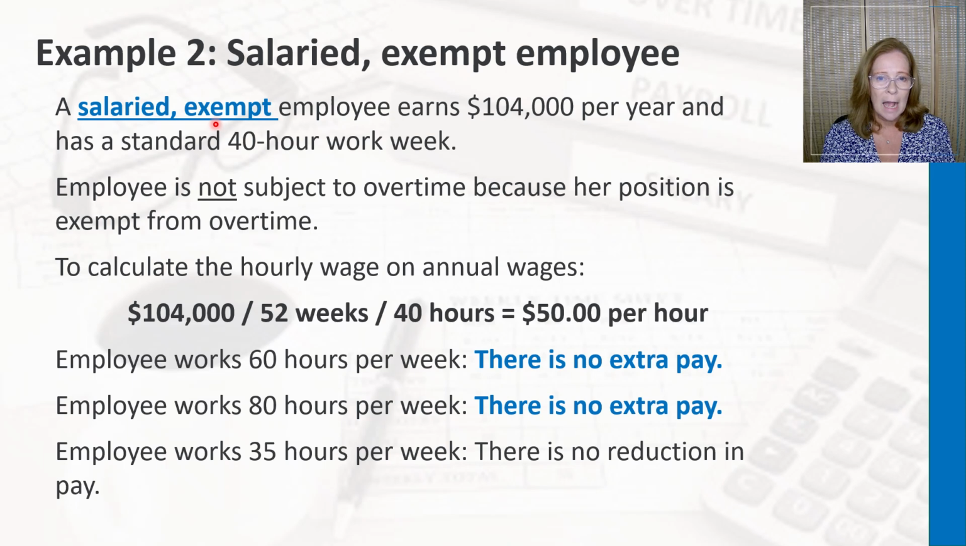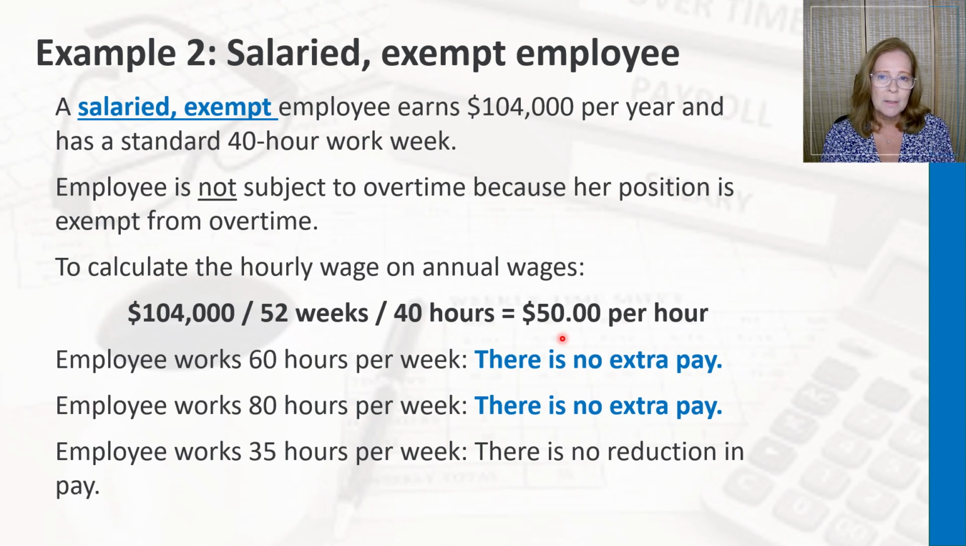To calculate the hourly rate on an annual salary, we would take the annual salary of $104,000 divided by 52 weeks and divided by 40 hours. Why 40 hours? Well, we were told this employee has a standard 40-hour work week. The result is $50 per hour.